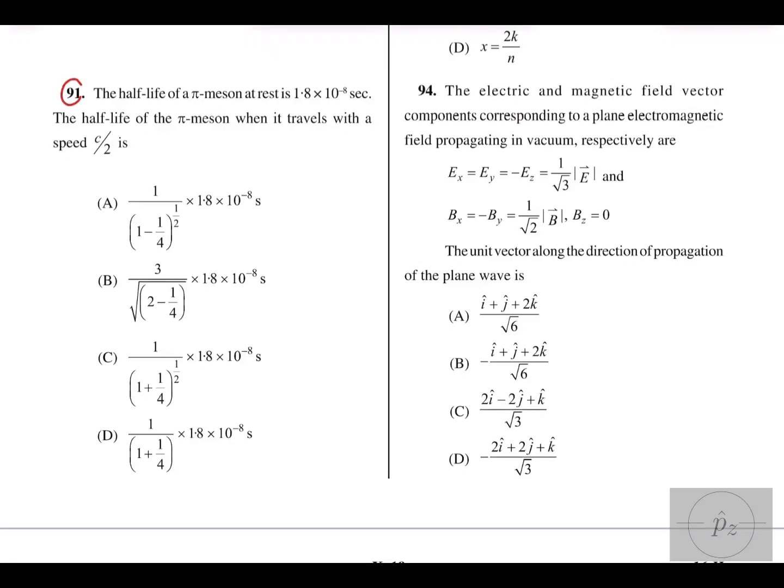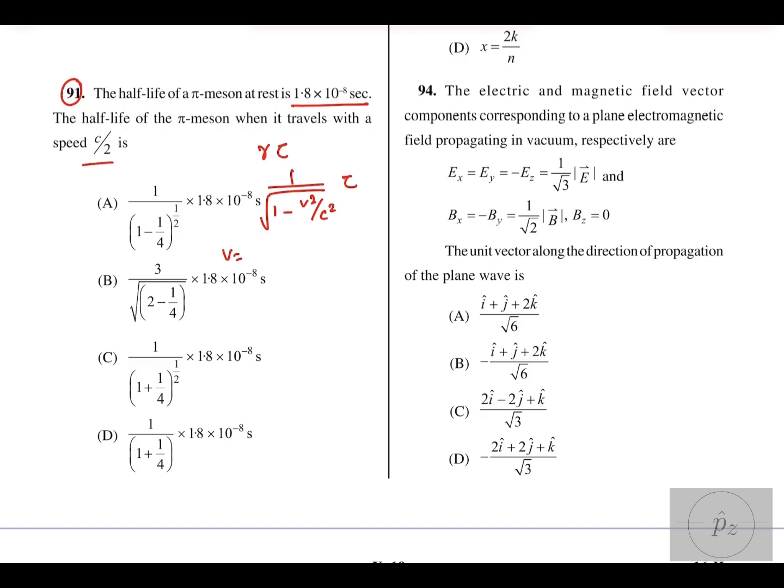Problem number 91. The half-life of a pi meson at rest is this. The half-life of the pi meson when it travels with the speed this is due to time dilation. The half-life when the pion is traveling at a speed c by 2 would be gamma times tau, where gamma is 1 divided by the square root of 1 minus v square divided by c square, and tau is the half-life at rest frame.